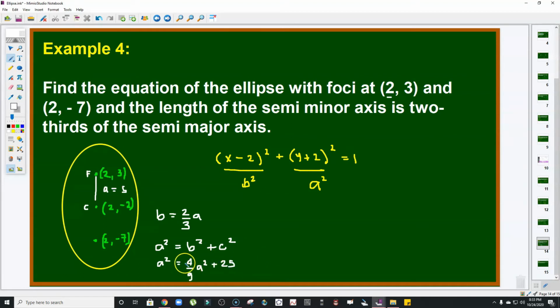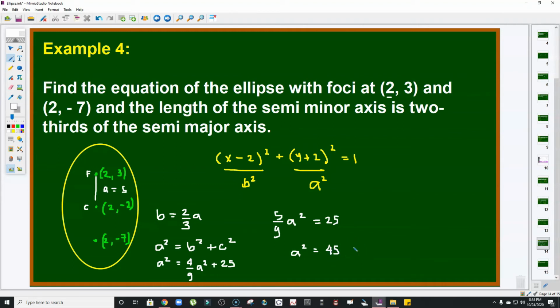See that? Then combine like terms, so that's A squared minus 4/9 A squared. That will be 5/9 A squared. So 5/9 A squared, that's equal to 25. And clearly, cancel tong 5. So ang A squared ko dito will just become 5 times 9 or 45.